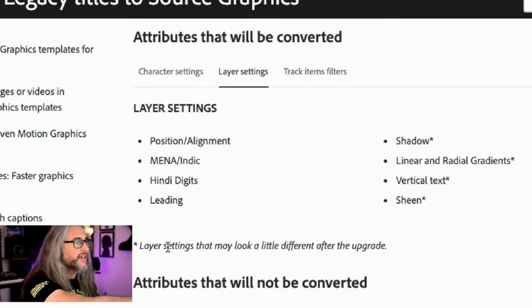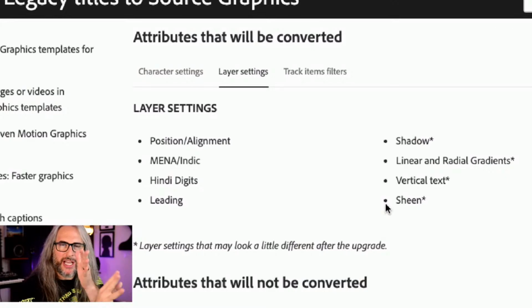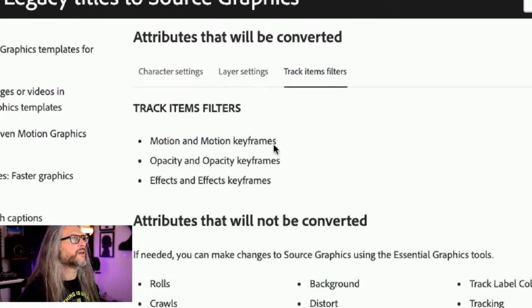Now we have that. Now it does say layer settings that may look a little different after that upgrade, maybe because we've changed the way that you did those gradients in the previous panel. Probably a little bit different. We've kind of changed how we do that overall. Not overall, but slightly. Vertical text, sheen, same thing.